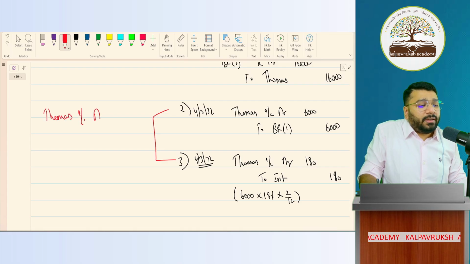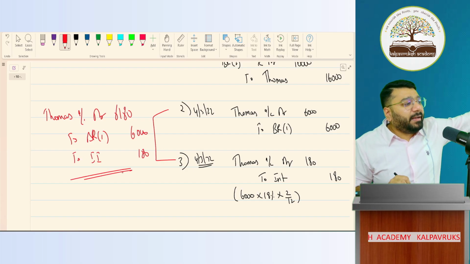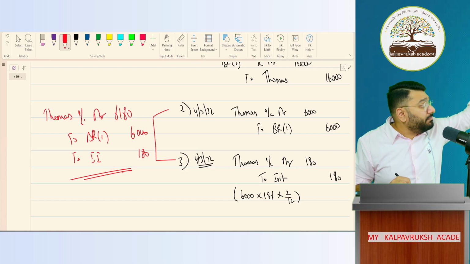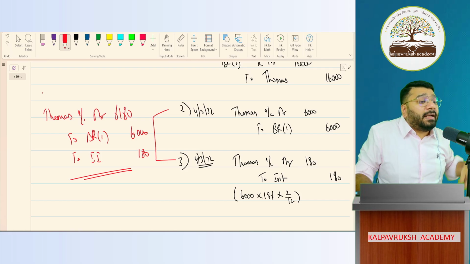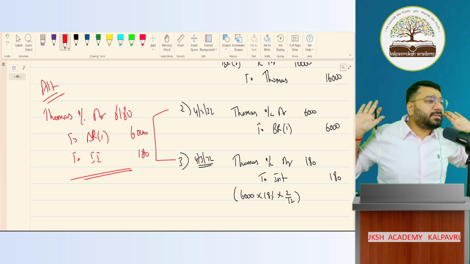Thomas account debit 6,180. To BR1 cancellation 6,000. To interest income, how much? 180. So in the book, they've given a combined entry. Any problem here? No. You write it separately. Besides that, you write it alternatively. We can combine this also. So it will be crystal clear.